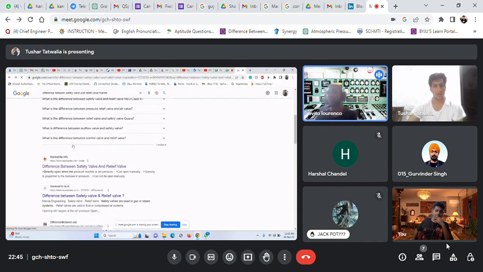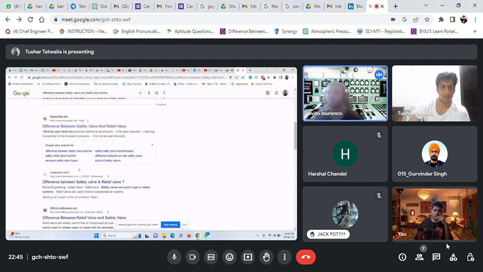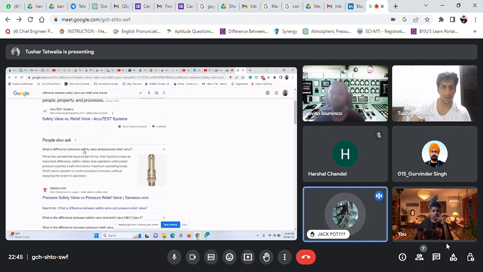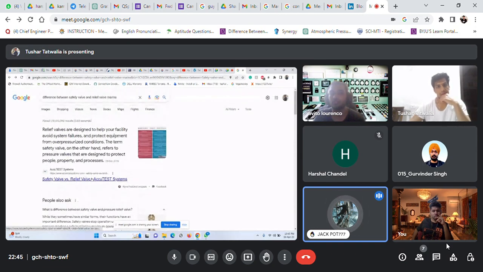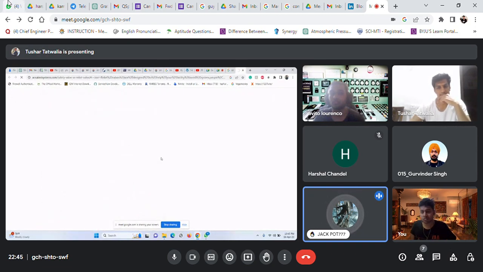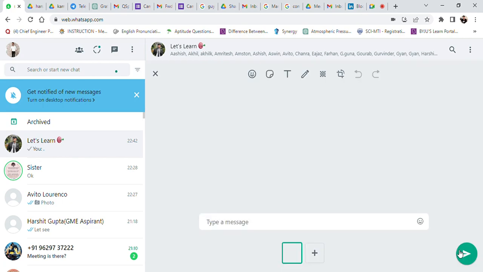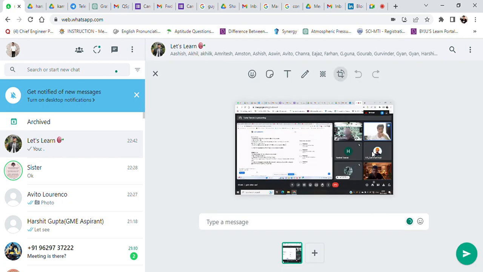A safety valve can open manually while a relief valve cannot open manually. The safety valve has a spring pulling arrangement. If it's not open, it can be manually opened from a distance. But the relief valve doesn't.